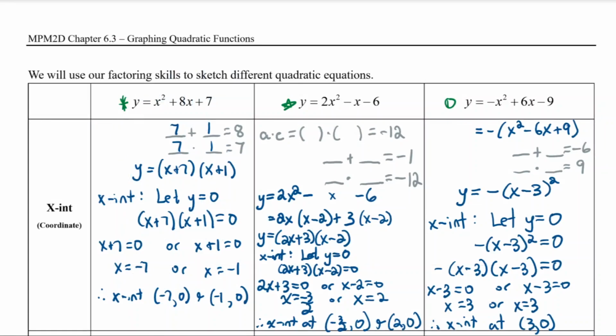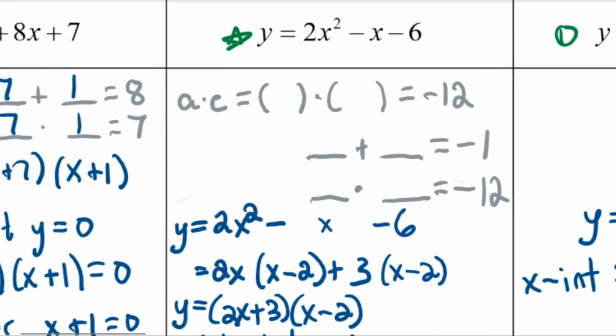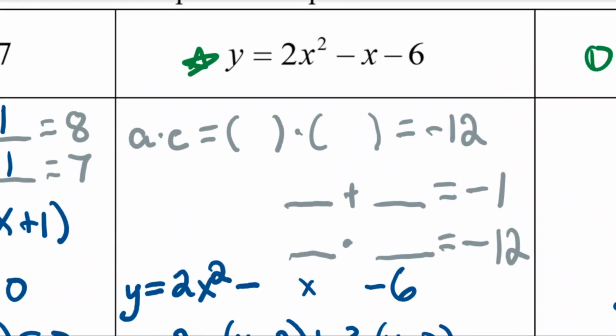For example 2, we're going to do the same process. We're going to try to factor this expression and then get the x-intercepts, take the average, find the x value of the vertex, substitute that into the original equation, get the y value of the vertex, find the y-intercept, find the axis of symmetry, and graph.